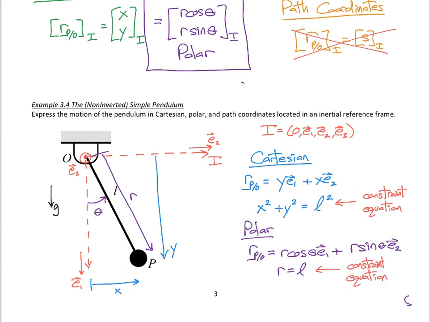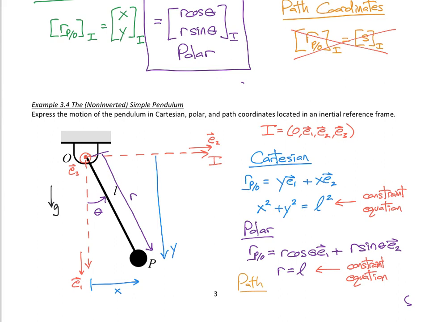Now you can see that with polar coordinates, when we apply the appropriate constraint and recognize that this is a 1 degree of freedom system, the entire motion of the pendulum itself can be described by a single coordinate theta, which is intuitive to us. When we look at something rotating like a simple pendulum, we tend to think in terms of theta or an angular speed. So now let's define the motion of the pendulum in terms of the path coordinates.